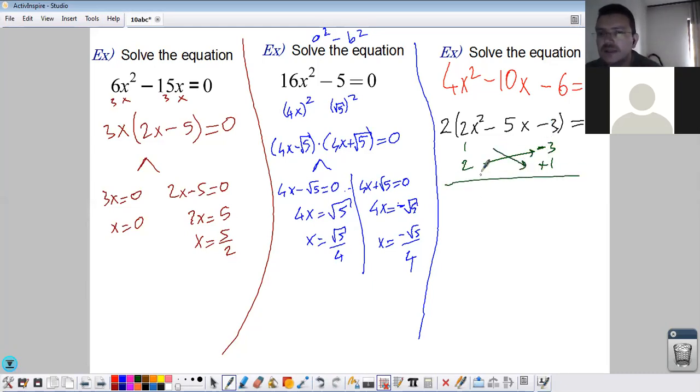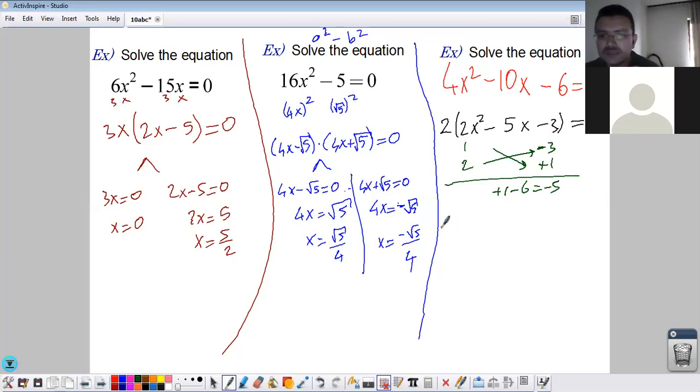So then let's recheck what we have right now. 1 times plus 1 is plus 1. 2 times minus 3 is minus 6. Plus 1 minus 6 makes minus 5. So this is all about the factoring. If you know how to factorize, you can do that.